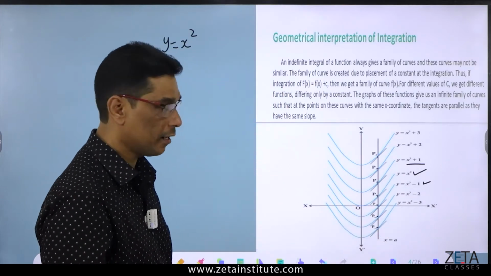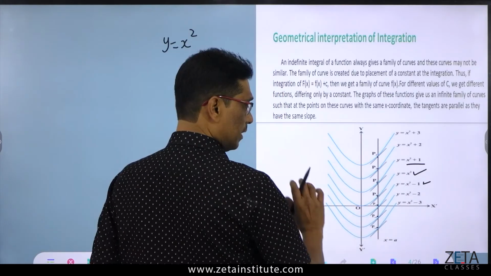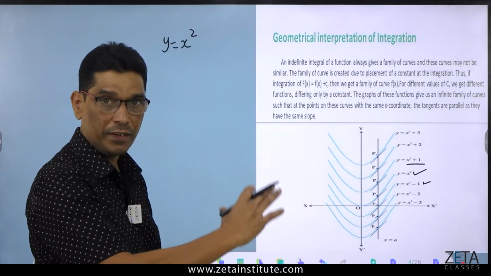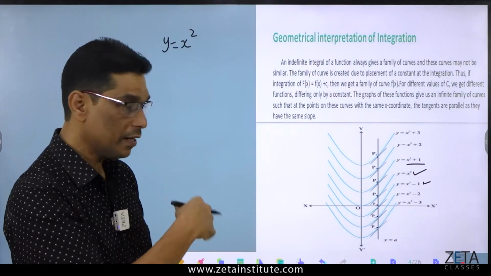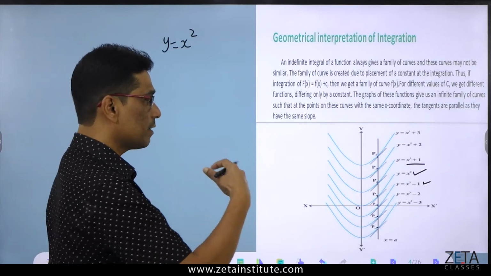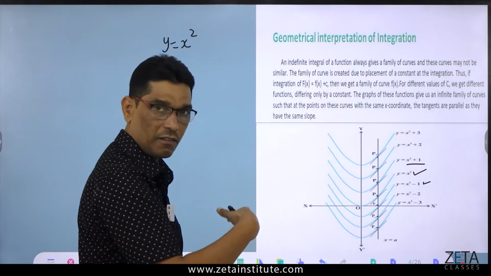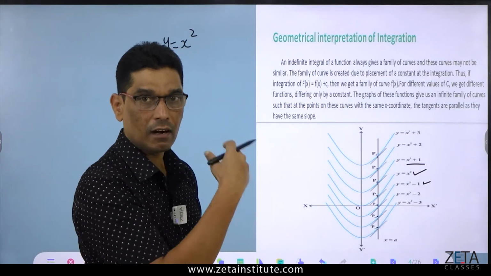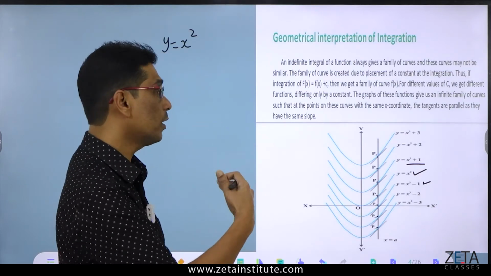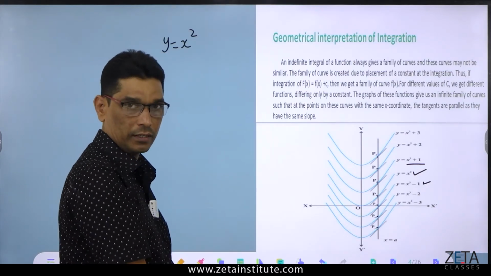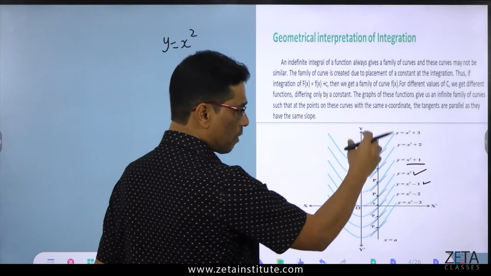So the group of these functions is an infinite family. I can draw an infinite family of such curves. If I draw an infinite family of curves, I'll get the same thing. The slopes are always parallel. The x coordinates are always the same, so it's a constant throughout this function. If you draw more curves also, it shows the same thing.